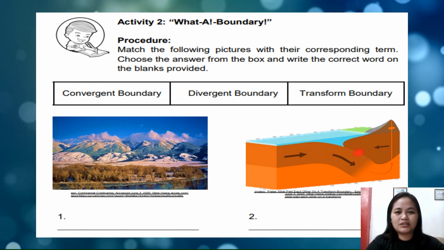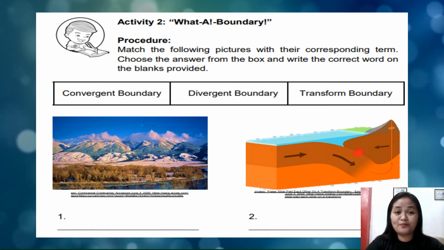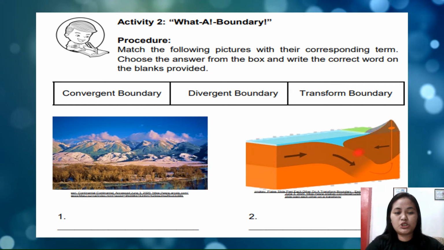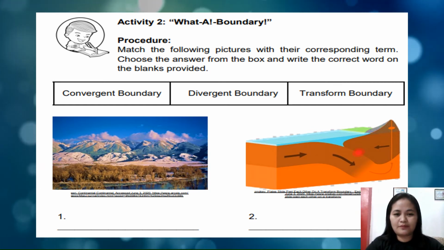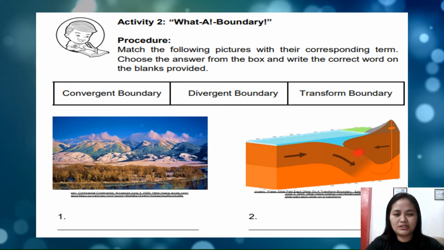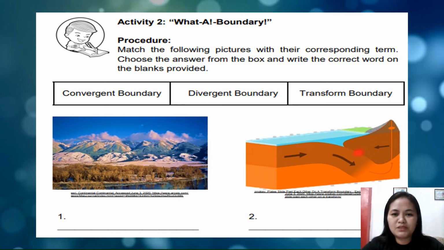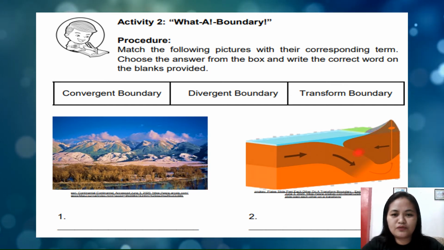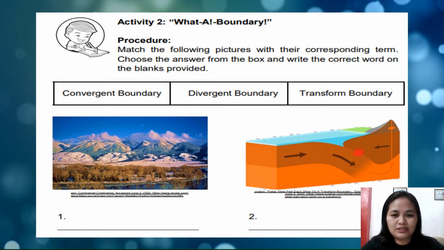Let's go to activity 2. What a boundary. Follow up lang ulit. Okay. Dumami lang yung pictures and more practical. This is actually the application of those kinds of plate boundaries. Okay, procedure. Match the following pictures with their corresponding term. Choose the answer from the box and write the correct word on the blanks provided.